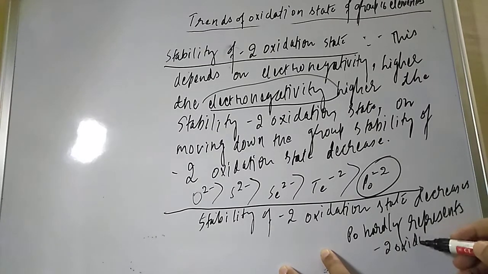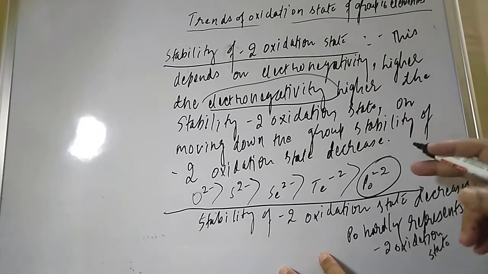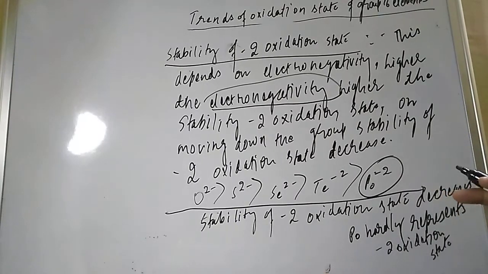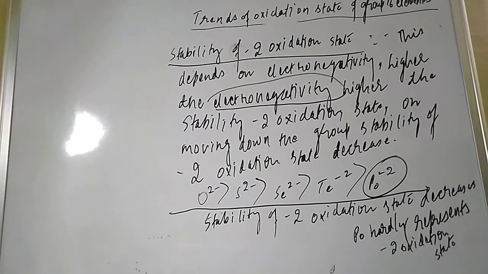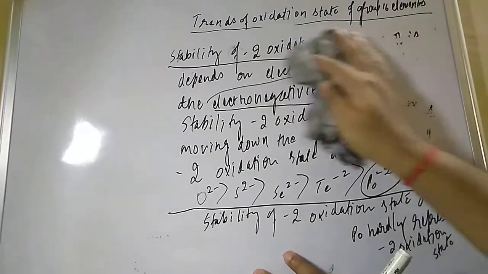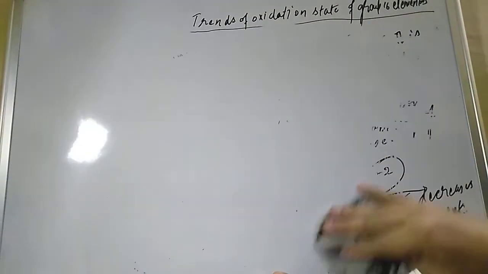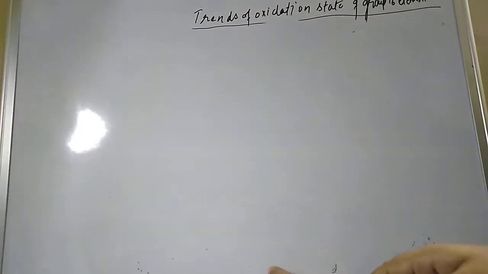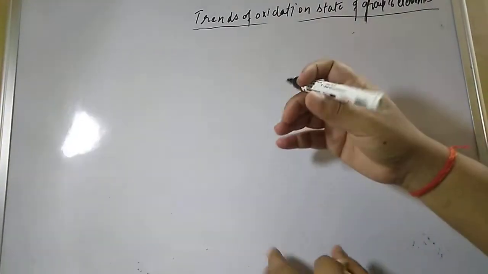Why, friend? Polonium hardly represents the minus 2 oxidation state, because this is a metal, and in case of metal they never represent the negative oxidation state. That is why polonium hardly represents minus 2 oxidation state. Now let us move to the other oxidation state, friends. When you are talking about the other oxidation state, we can see that it is plus 6 oxidation state.